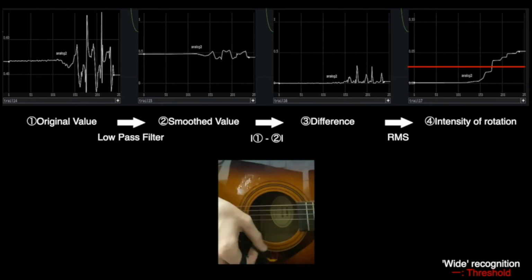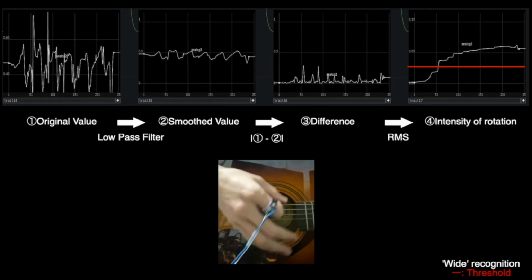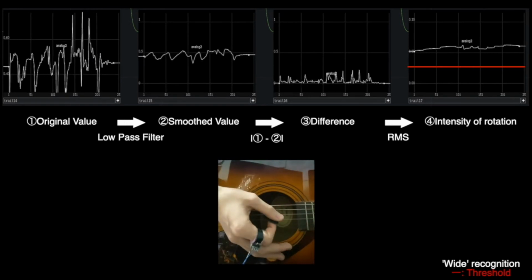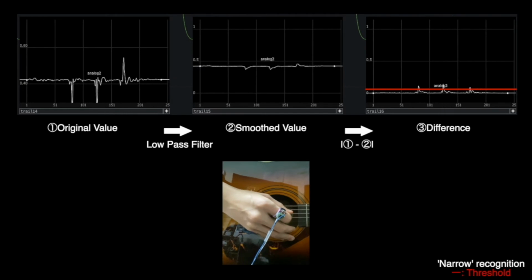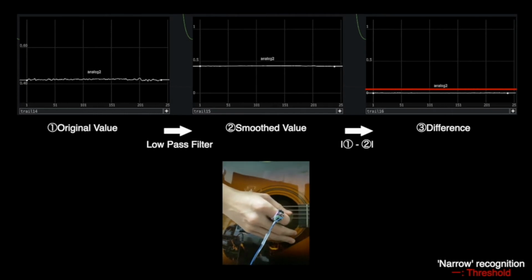RMS was adopted to measure the continuous intensity of wrist rotation during the chord stroke. This is a mode of narrow recognition. Specifically, it indicates a state where the difference between the original rotation value and the rotation value after applying the low-pass filter exceeds a certain threshold. All of the threshold values are selected through trial and error, depending on the individual picking style.